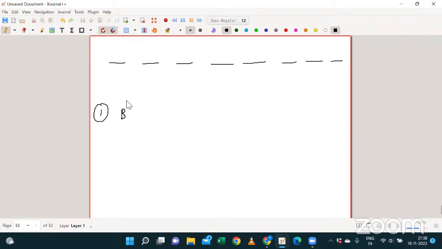The first boy can be in 4 ways. The second boy will be in 3 ways, then 2 ways, then 1 way. So 4 into 3 into 2 into 1.